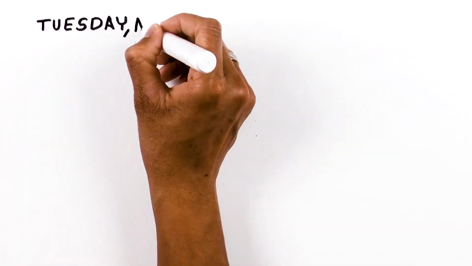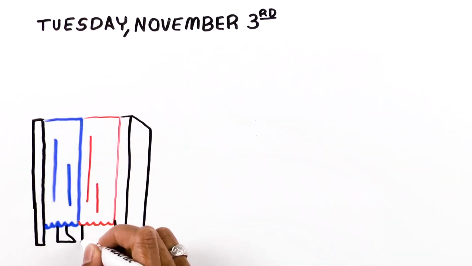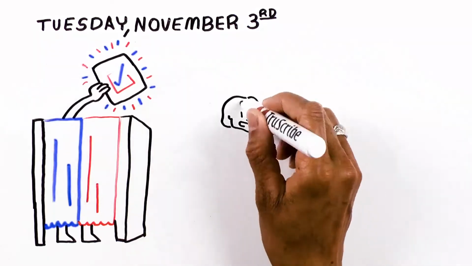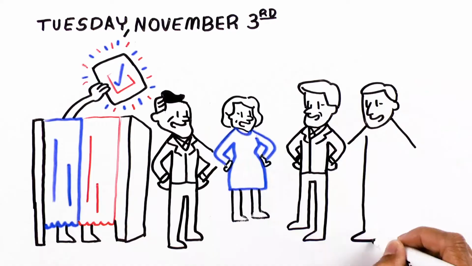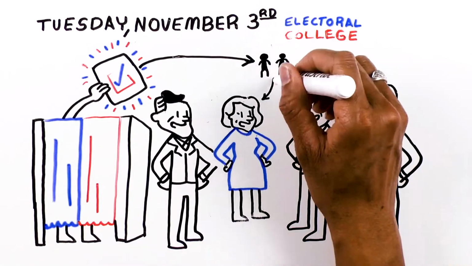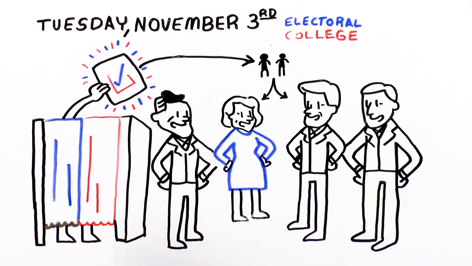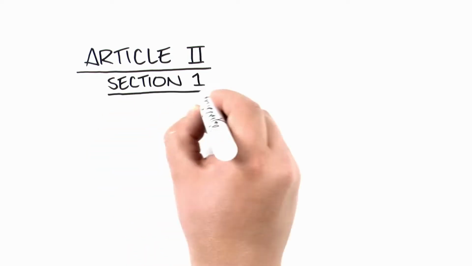Let's start at the beginning. On Tuesday, November 3rd, Americans will complete the voting for president and vice president. When they vote, they are actually choosing presidential electors, known collectively as the Electoral College. These electors will then choose the next president and vice president. So how does the Electoral College work, and when was it established?